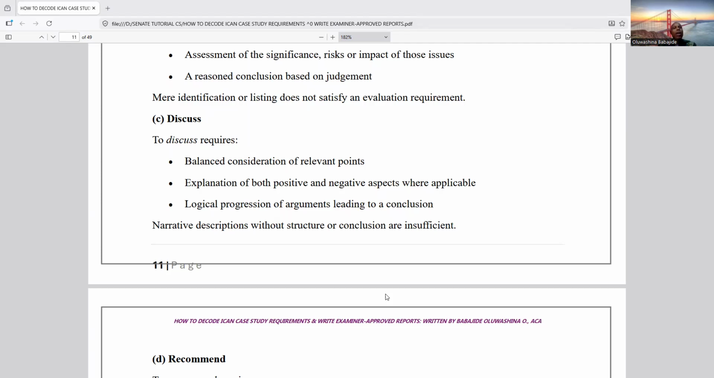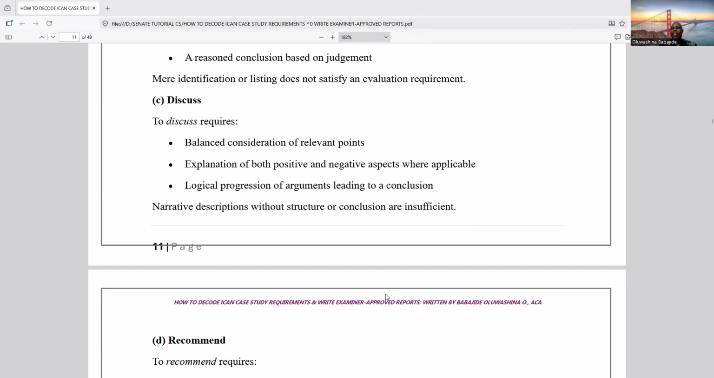Logical progression of argument leading to conclusion. You can set up a logical progression of argument, which will lead you to make a good conclusion. For example, a management is trying to make a conclusion on a particular matter, or they were unable to. You are telling them, if you go by it, the result is this. However, we expect that the manager should do this. You are trying to set up a little argument that leads you to give them a particular professional conclusion. Narrative description without option or conclusion is insufficient.